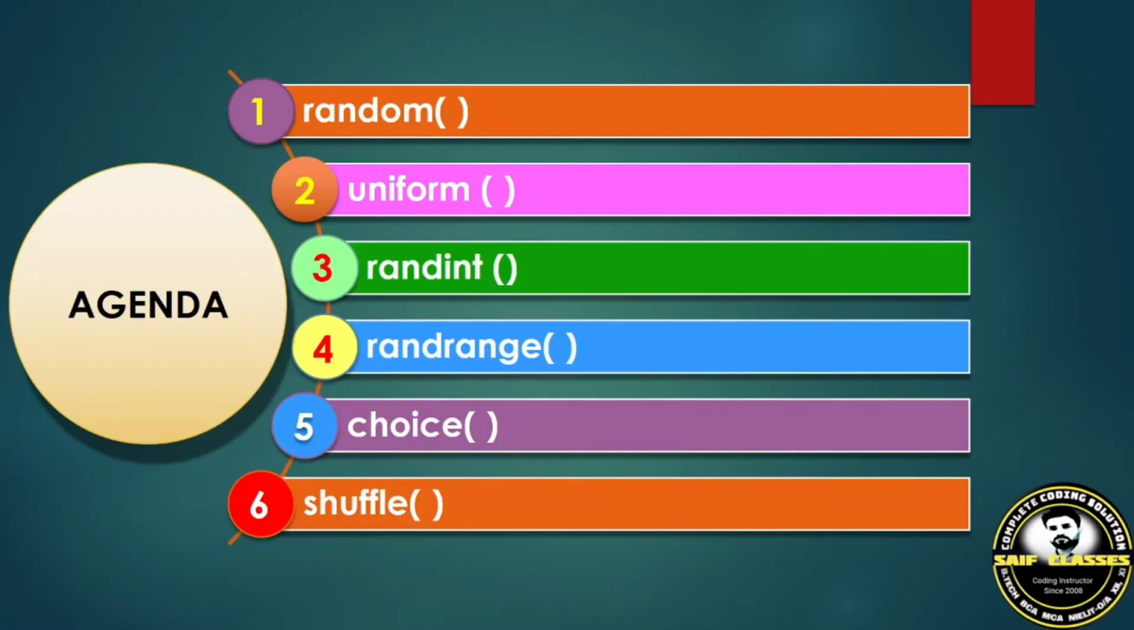Now we are going to discuss these 6 functions under the random module: random, uniform, randint, randrange, choice, and shuffle. The first two belong to floating point. The second two functions, randint and randrange, belong to integer type random number generation. And the last two, choice and shuffle, work on sequences and collections, not selection.